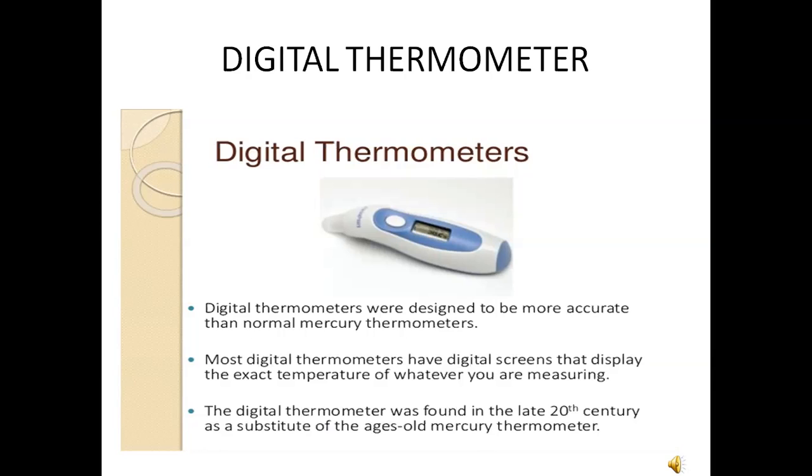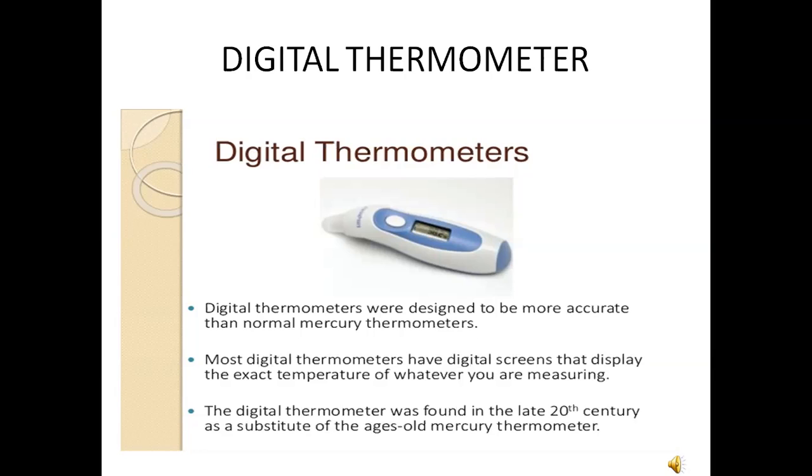So, the digital thermometer is the easiest method to measure temperature. Mercury is very harmful, so a digital thermometer is easier to use. Digital thermometers are mainly used to take the body temperature. They were designed to be more accurate than normal mercury thermometers, so we can get a very accurate temperature measurement.